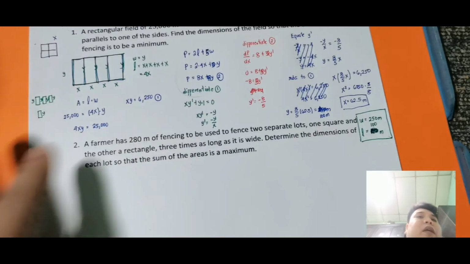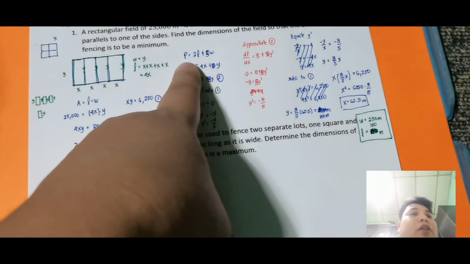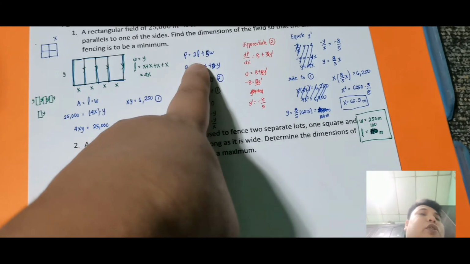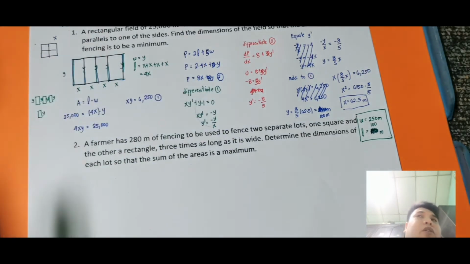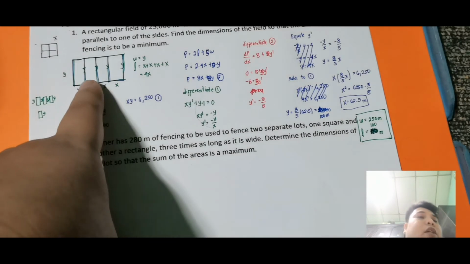So, dahil bakod pala, so fencing. So, inisip ko agad perimeter is 2L plus 2W. So, hindi ganun yon. So, anong nangyari is, yung actual na dami o yung actual na pagbakod ko kasi yung gagawin ko, yung kino-consider. So, meron kasi dyang lote na nag-share sa isang bakod.